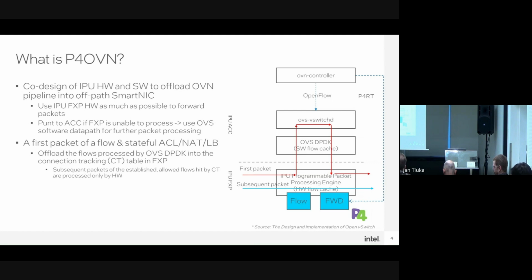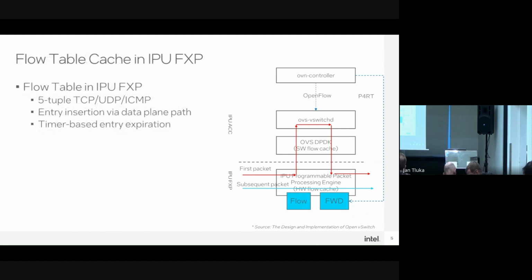Any subsequent packet of the flow will look up this flow table in hardware first, and then if the flow table hits, only the hardware forwarding pipeline implementing L2 L3 forwarding behavior is executed to determine the fate of the packet. As I mentioned in the previous slide, every first packet of a flow or missed packets are punted to the IPU ACC, and the OVS software data path running on the IPU ACC executes the full OVN pipeline packet processing, not only doing stateless layer 2 layer 3 forwarding, but also stateful ACL, load balancer, and NAT functionality.